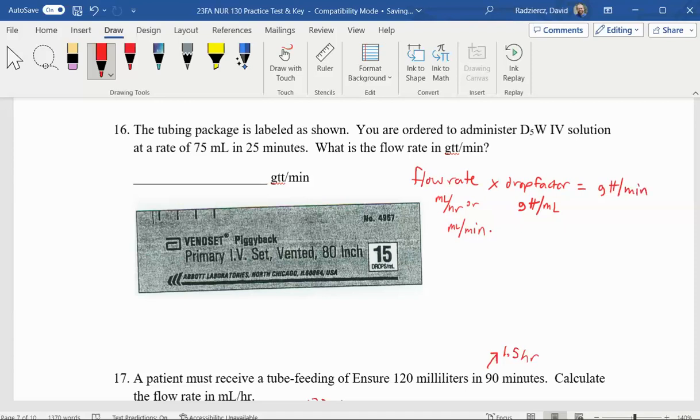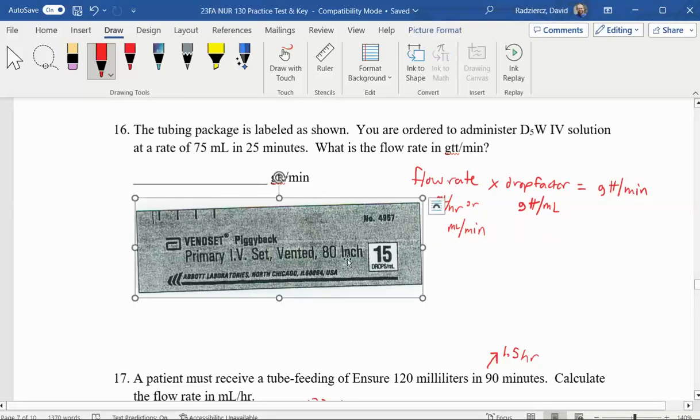So flow rate is volume over time. Drop factor is basically how many drops equal 1 milliliter in a particular tubing type. And then we're going to get a drop rate. So sometimes you'll get a picture of a label, like this one says 15 drops per mL. Sometimes it'll just be written in the context of the question. It just depends on what we're seeing.